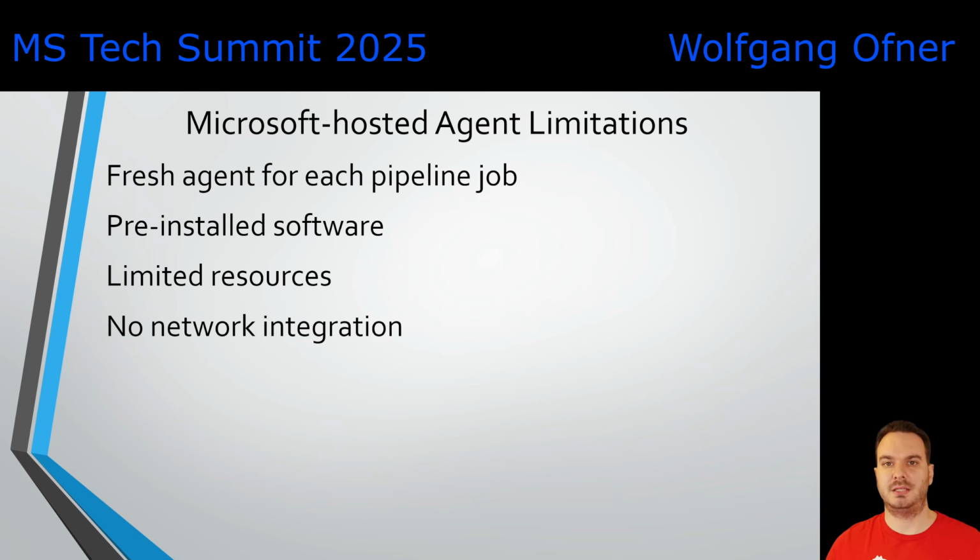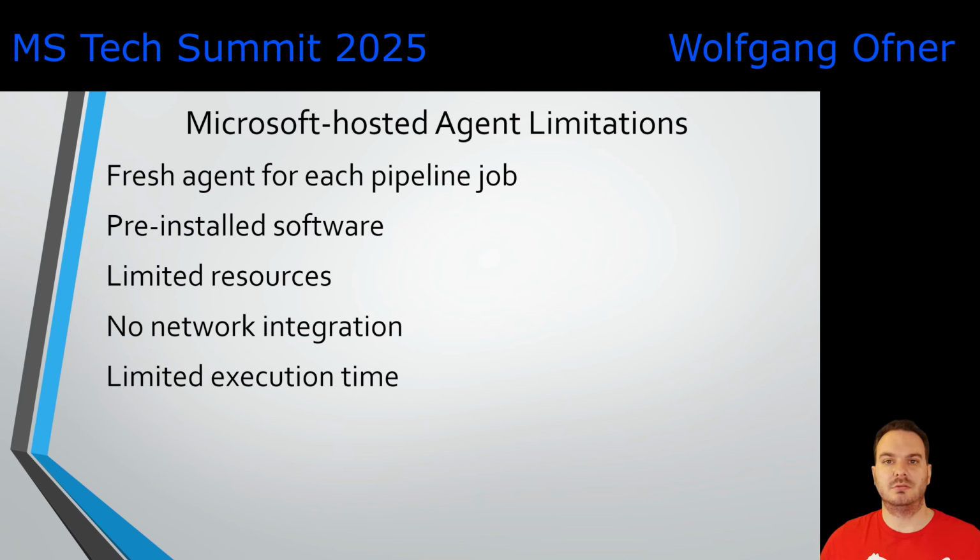From a security perspective, we don't want to have our services available from the internet often. For example, a database or an Azure Key Vault should be only available from a private network, and then we can't use the Microsoft hosted agent to do the deployments for these services. Therefore, we need another solution, and that's something we're going to talk about at the later stage of this presentation.